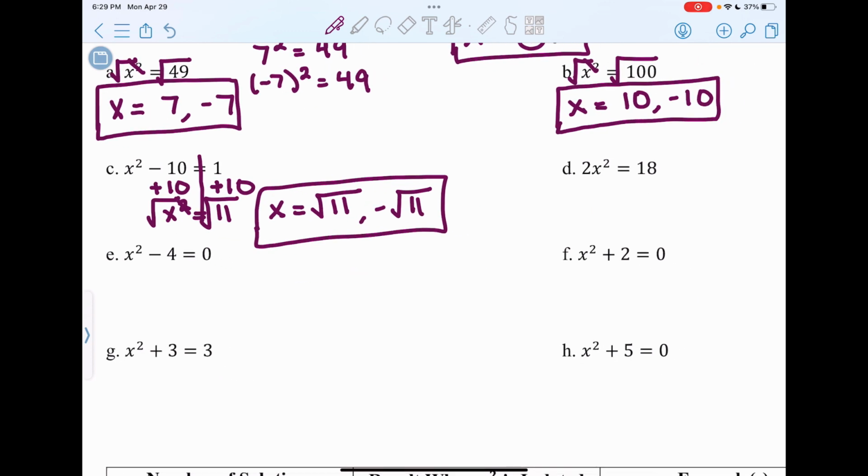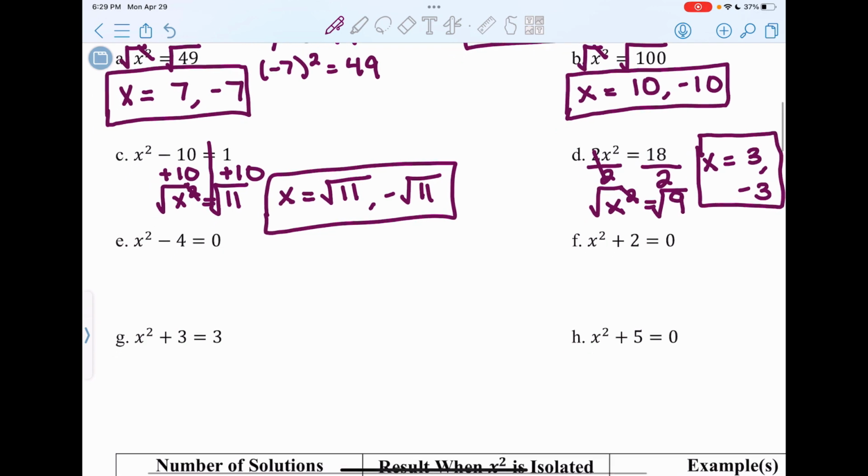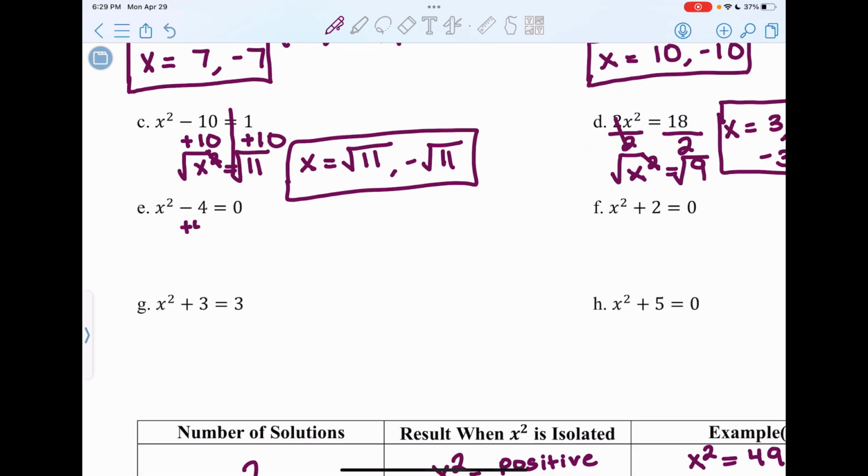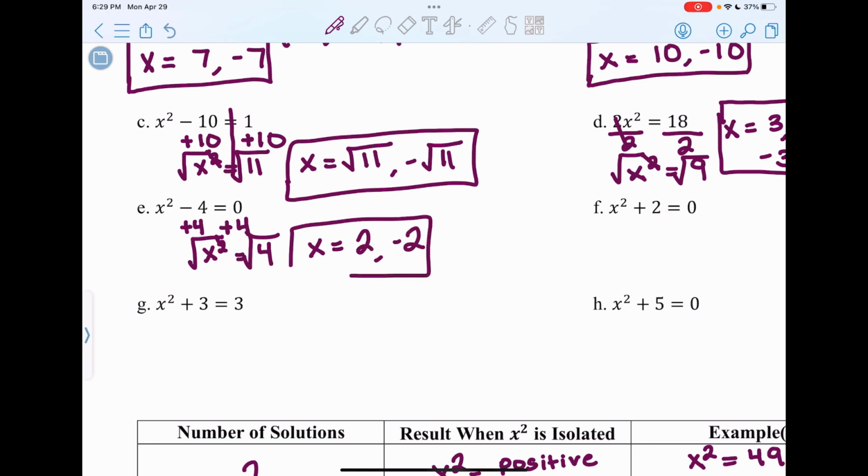In D, in order to get x squared by itself, I'm going to divide by 2 to both sides, and I get x squared is equal to 9. In order to get rid of the square, I square root both sides, and I get that x is equal to 3 and negative 3. In E, I'm going to add 4 to both sides, and then I get x squared is equal to 4. In order to get rid of the square, I square root both sides. And 4 is a perfect square. The square root of 4 is 2, but my value could also be negative 2.